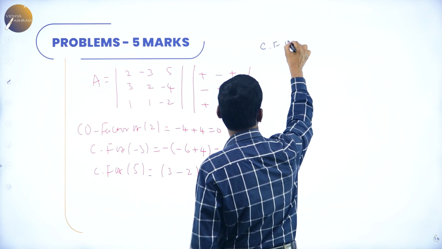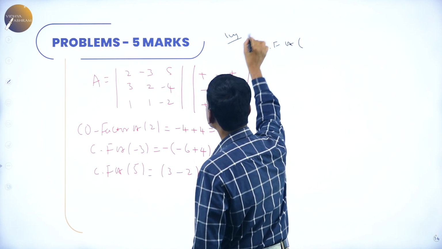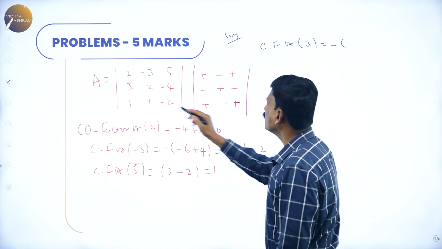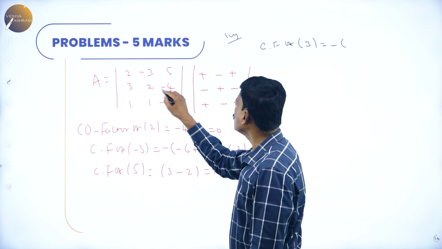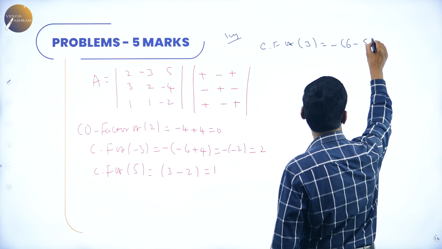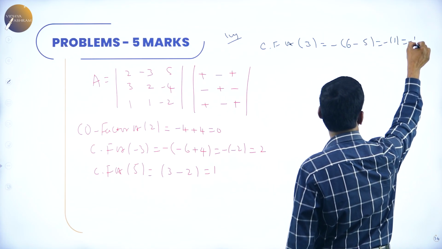Now, cofactor of second row. Similarly, second row, it is 3. For 3, the sign is minus. This row and column is gone. 3 2s are 6, minus into minus, plus 6, minus 1 5s are 5. That's equal to minus of 1, is minus 1.